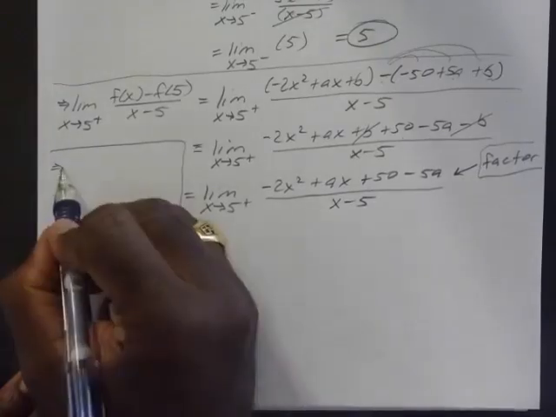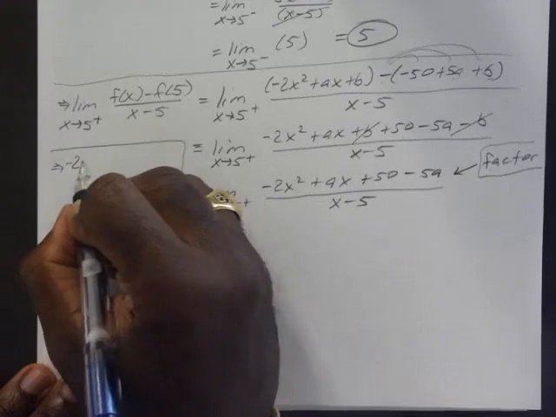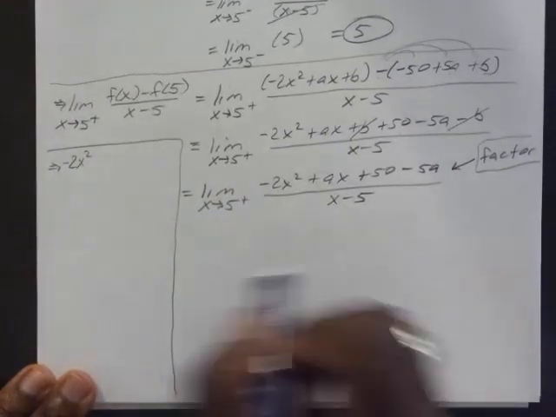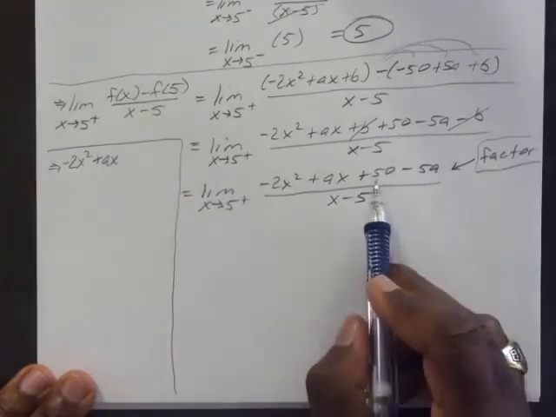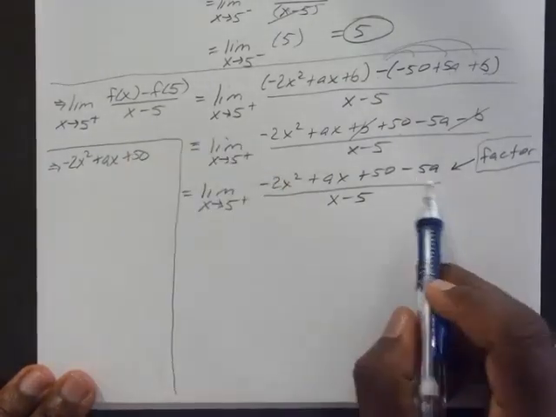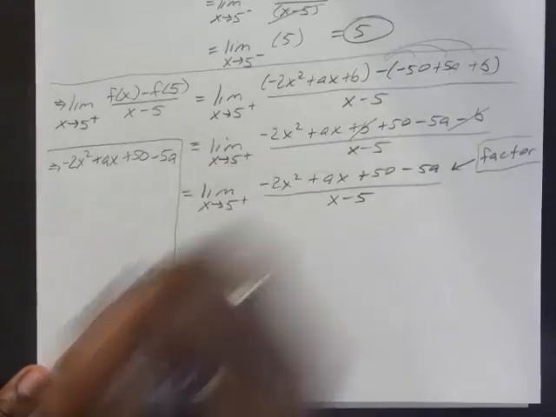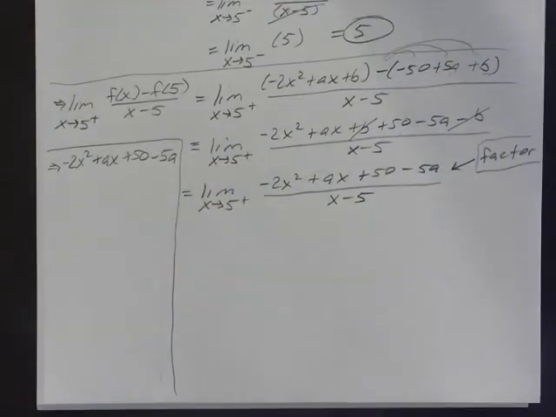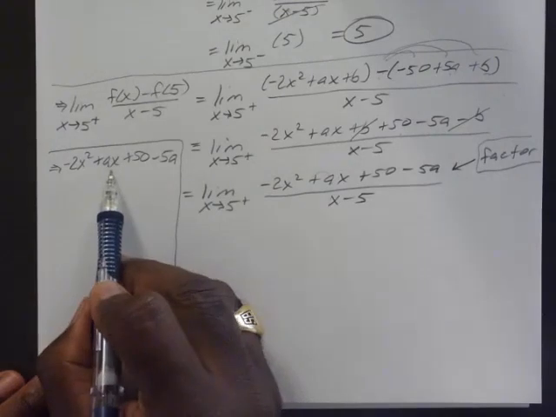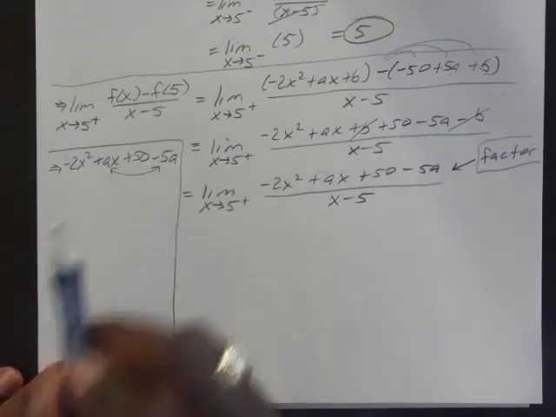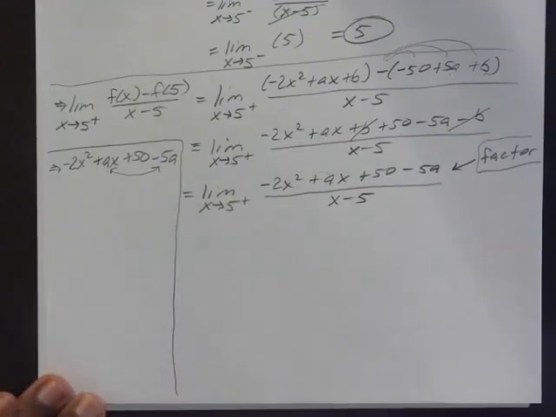Okay, so we start off with negative 2x squared plus ax plus 50 minus 5a. So we have 4 terms. We want to factor them. Whenever you have 4 terms, the first thought I have is factor by grouping. But we're going to rearrange this a little bit because we want the 2 a terms next to each other so we can factor out that a.